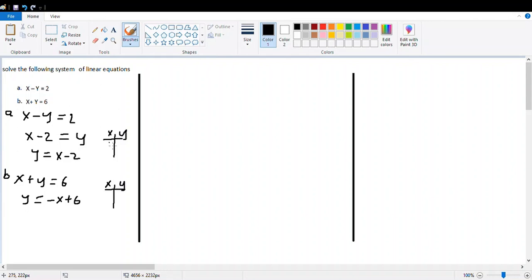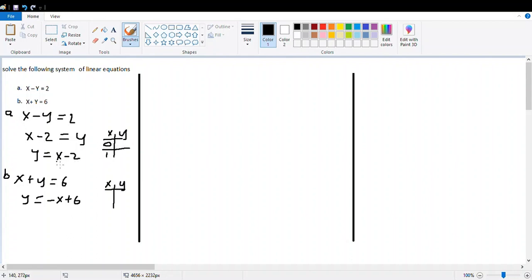Then I always recommend using the easy ones. The easy one is 0 and the other value is 1. Okay? We want to know what happens in the equation when the x value is 0 and what happens when the x value is 1. Let's analyze first 0 for the first equation, equation A. What is the y value if x is 0?